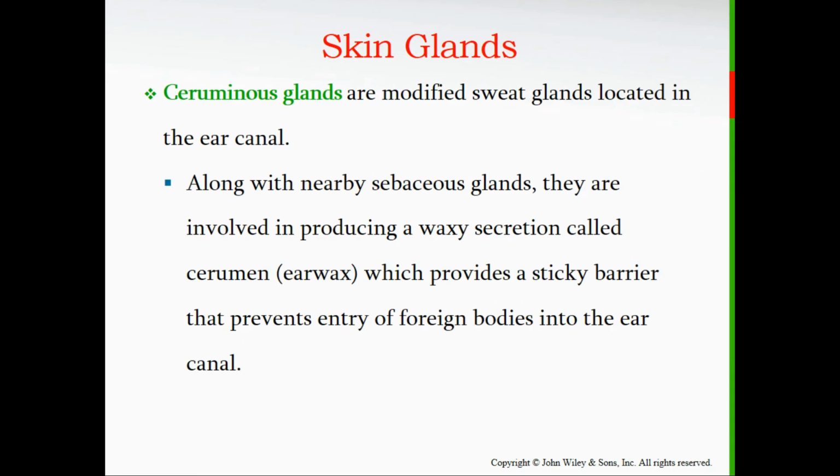Ceruminous glands are the glands in your ears. They secrete a substance called cerumen, also known as earwax, and we find them in the ear canal. Along with nearby sebaceous glands, they are involved in providing a waxy secretion called cerumen, which is what I just said, that provides a sticky barrier that prevents entry of foreign bodies into the ear canal.